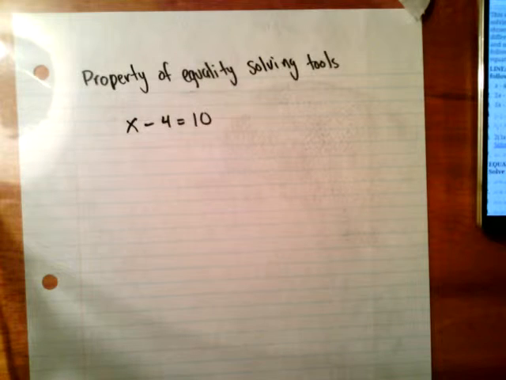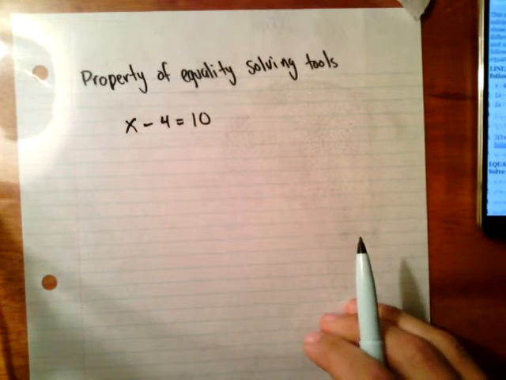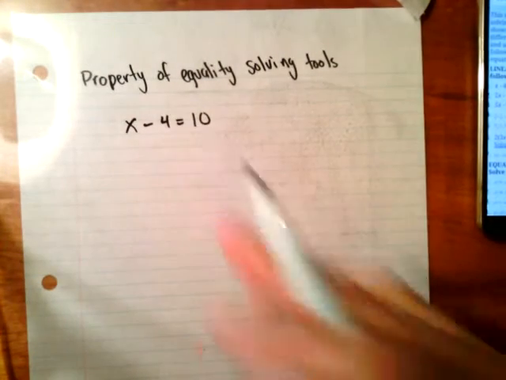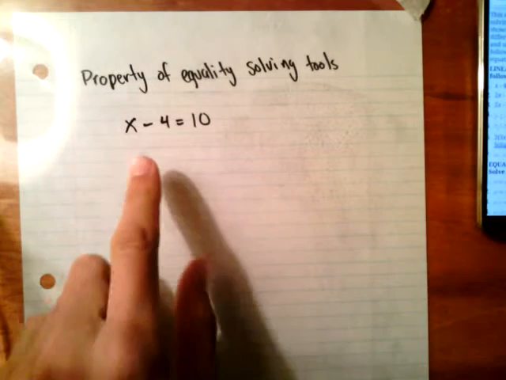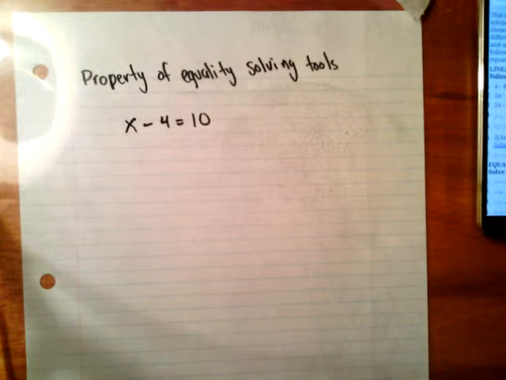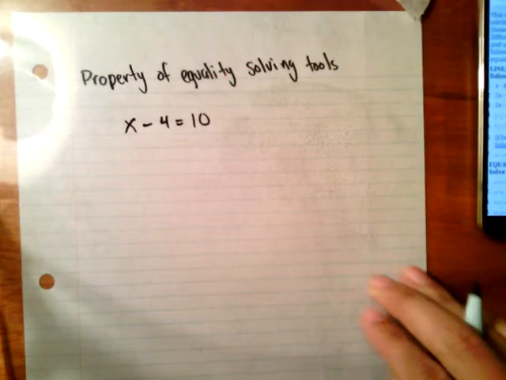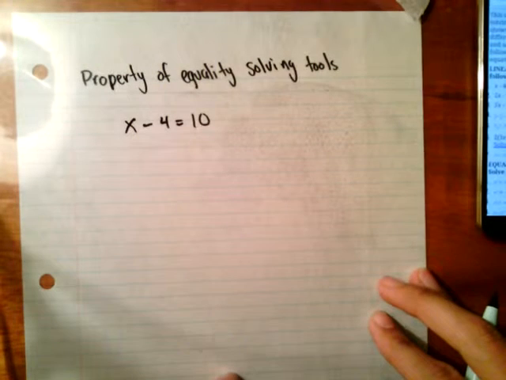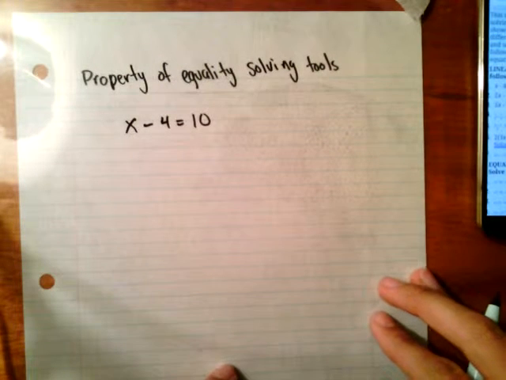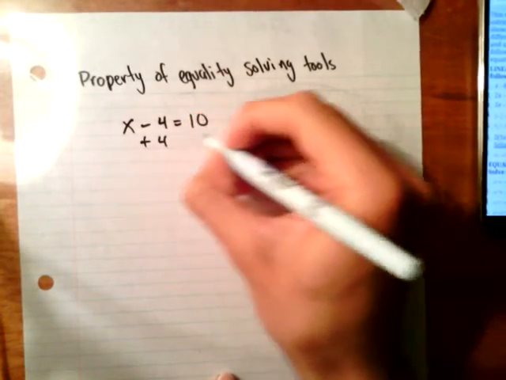Now, next, ideally we would look to see if we can combine any like terms, but on the left hand side we have a variable and a constant, so we can't combine those. And on the right hand side we're just left with a constant. So what we want to do is solve for this variable x, and we have this constant, the minus 4, in our way. So we want to get the x by itself. So we must apply the add both sides equality solving tool. So add 4 to both sides.